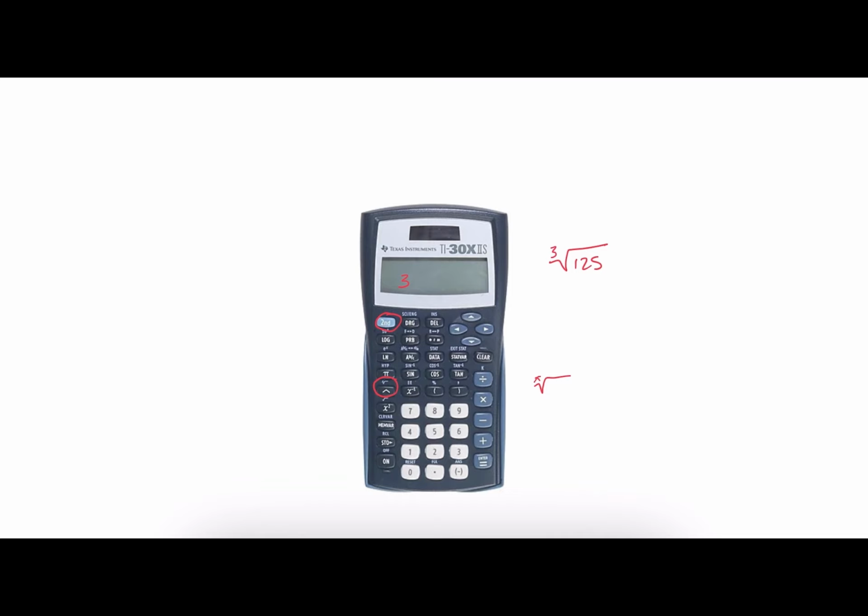So any number that you type before this button will give you the third root, the fourth root, the fifth root, and so on and so forth. So we can use that button, and it'll appear like this. Then you can type 125, hit enter, and you'll find that the cube root of 125 is 5. So you should get a 5 once you type that in.